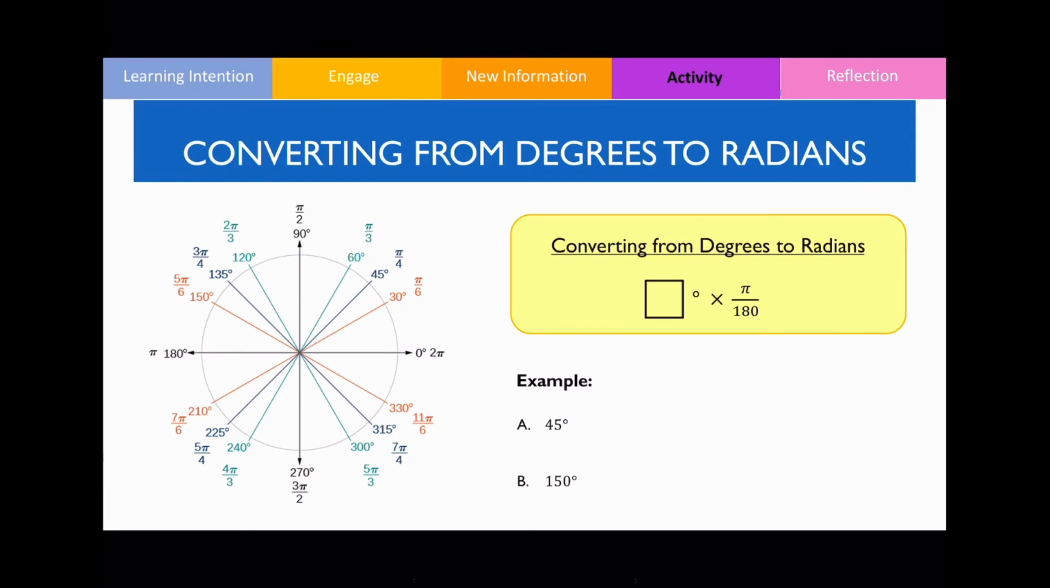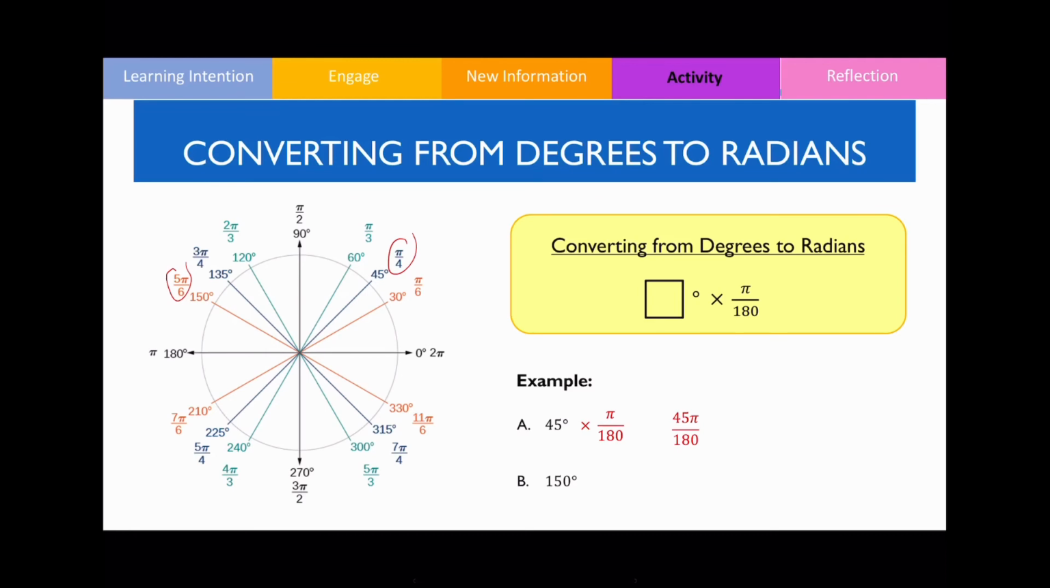So in the first example, we're going to be converting from degrees to radians. I've got 45 degrees and 150. You can easily see that these are the answers, but I'm going to show you how to arrive at the answers by doing things by hand. So what I'll do is multiply this by pi over 180. I'll do that, and it becomes 45 pi over 180.